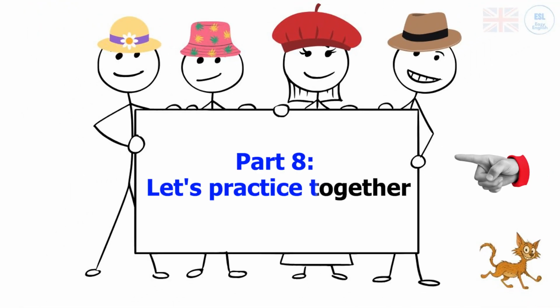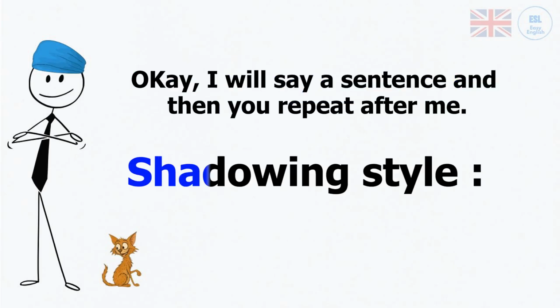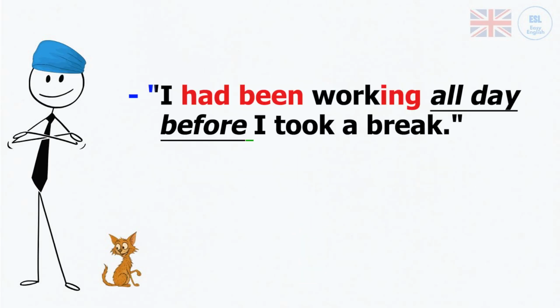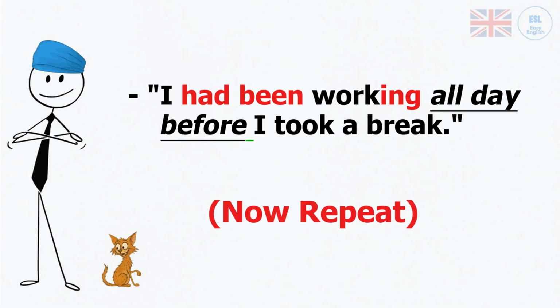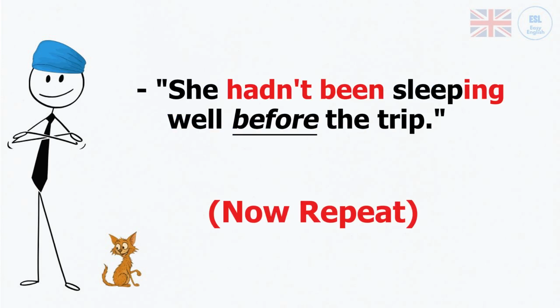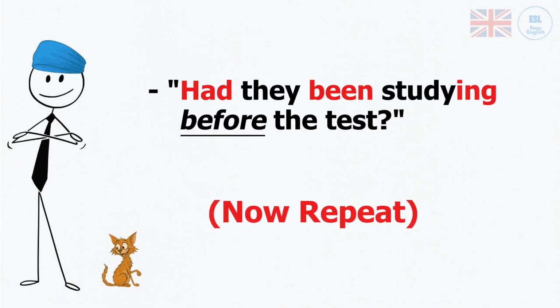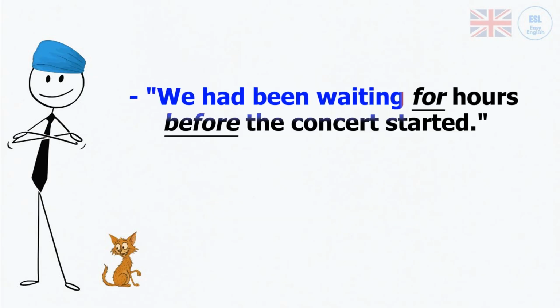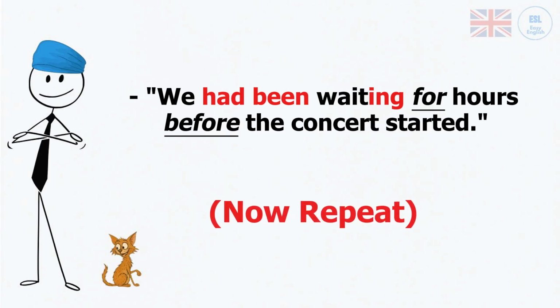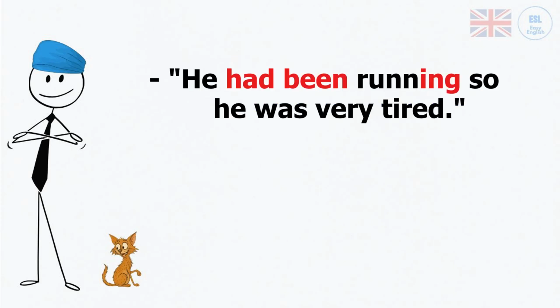Part 8. Let's practice together. Okay. I will say a sentence, and then you repeat after me, shadowing style. I had been working all day before I took a break. She hadn't been sleeping well before the trip. Had they been studying before the test? We had been waiting for hours before the concert started. He had been running, so he was very tired.